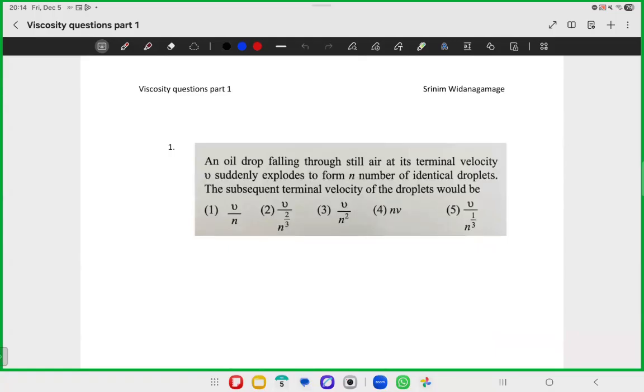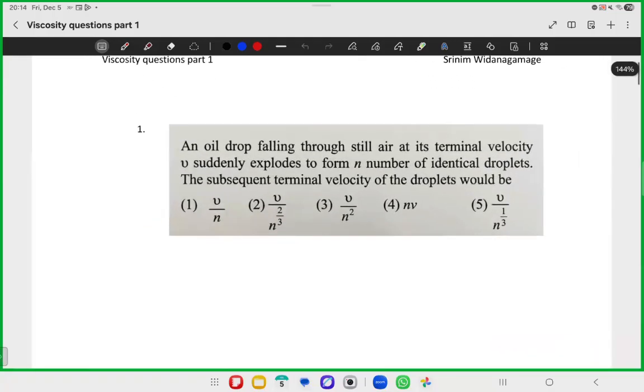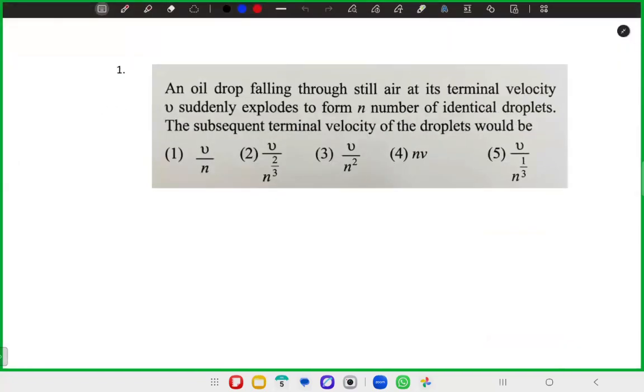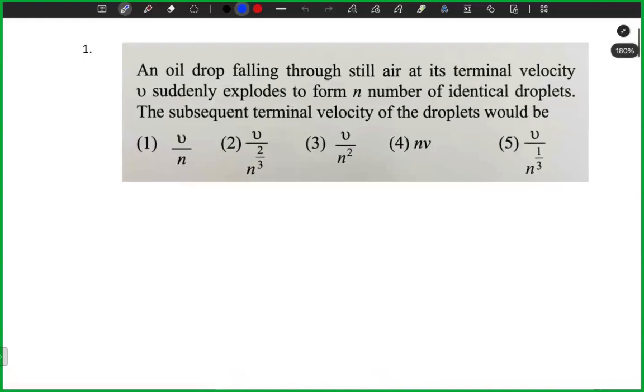Discuss the first question. An oil drop falling through still air at its terminal velocity v suddenly explodes to form a number of identical droplets. The subsequent terminal velocity of the droplets would be. So how would we go about doing this question, right? First of all, we have to understand the question properly, right?